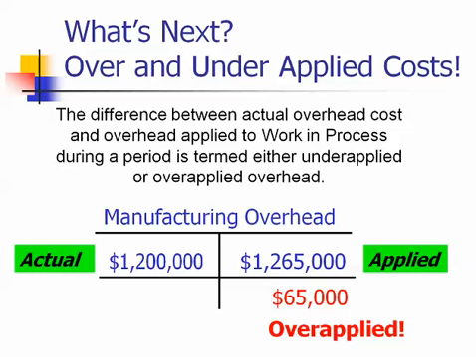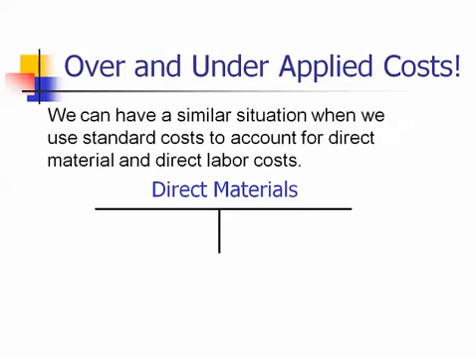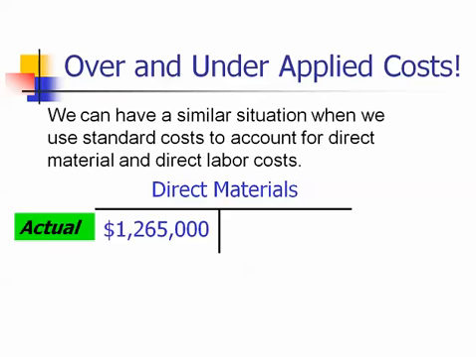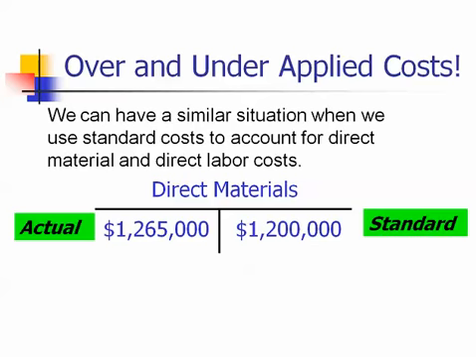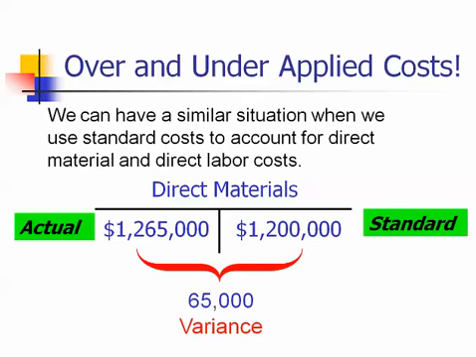And recall, we simply closed out any over or under applied overhead directly to cost of goods sold. We will have a similar situation when we use standard cost to account for direct material and direct labor cost. The difference between the actual labor cost or actual material cost incurred and our standard cost is referred to as a variance. And that will be the result of either paying higher prices than expected or from using more of a particular resource than we had originally planned.